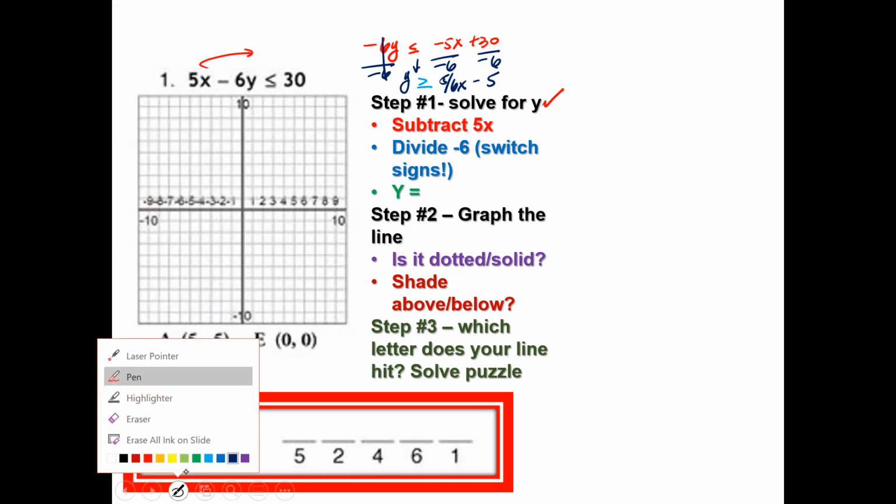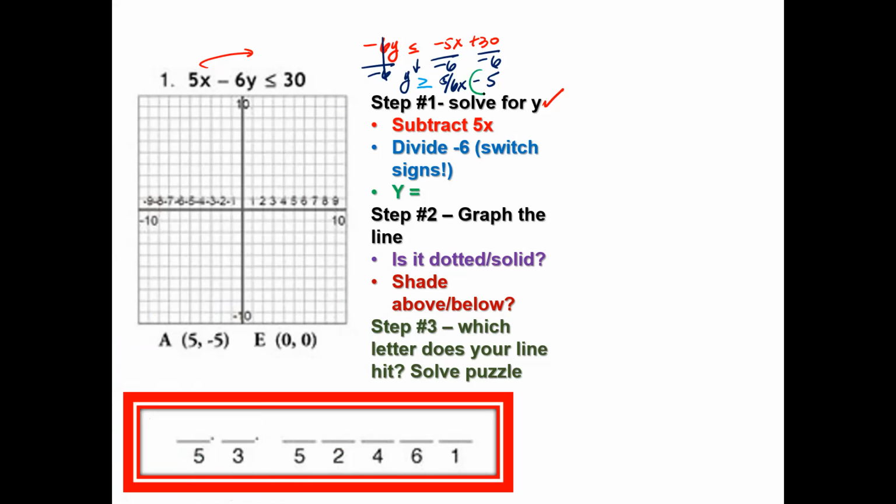So in order to graph this, you're going to start off with negative 5 right here. So I'm going to go down 1, 2, 3, 4, 5. And then looking at your slope, you're going to go up 5 over to the right 6. Up 5, over 6. Now, if you run out of space, you can go down as well. Down 5, left 6.